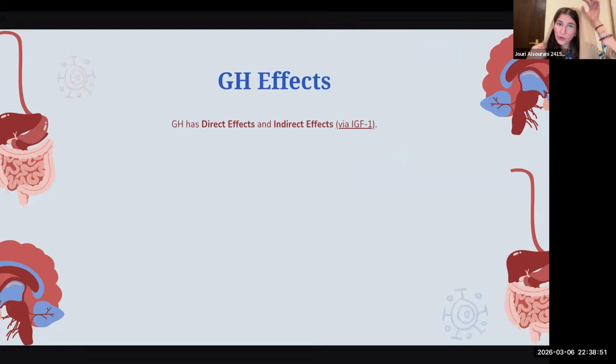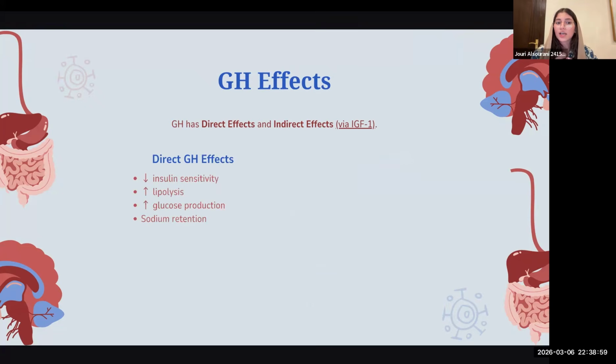Okay, so growth hormone has direct effects and it has indirect effects. The indirect effects are via IGF-1. For the direct effects, we can have things such as a decrease in insulin sensitivity. We can have increased lipolysis, breakdown of fats, increased production of glucose, and retention of sodium.